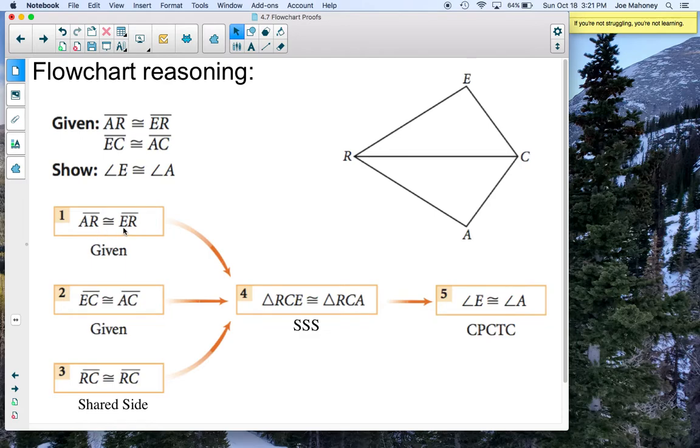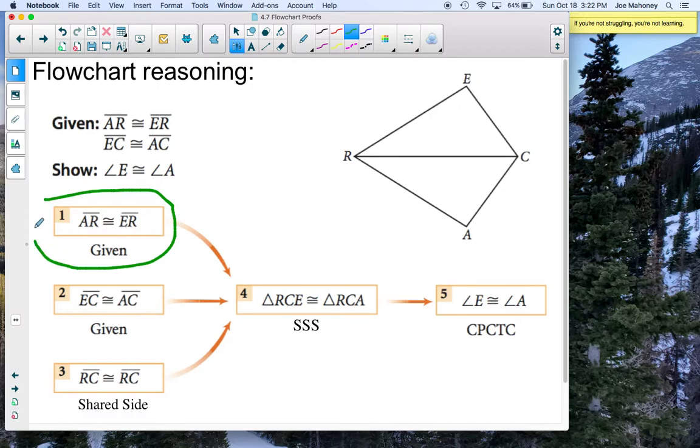In this case, AR is congruent to ER because it was a given statement. We were told that was true. The same thing in box number 2, that EC is congruent to AC. That's another given statement. So after those two, we have to find something else that's true in the diagram. And this is where we're going to say that RC is congruent to itself, because it's a shared side of the two triangles. So notice that what I have here in this little grouping is my 3 pairs of congruent parts. 1, 2, and 3.